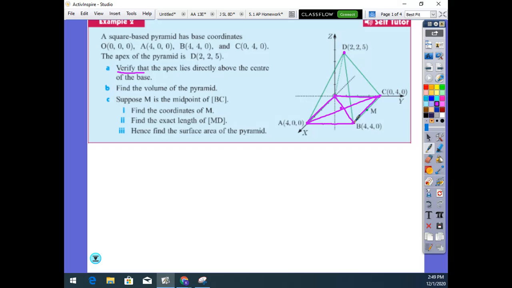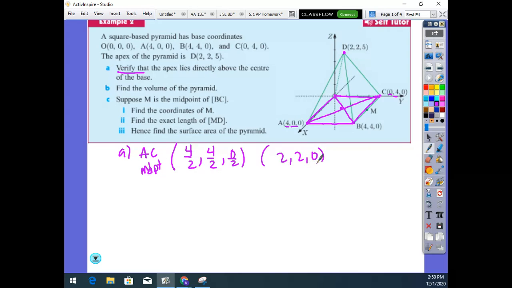Okay, so if we want to find the midpoint of AC, we're just going to add the x's, divide by 2, add the y's, divide by 2, add the z's, divide by 2. So the midpoint of AC is 2, 2, 0. So that's directly below 2, 2, 5.